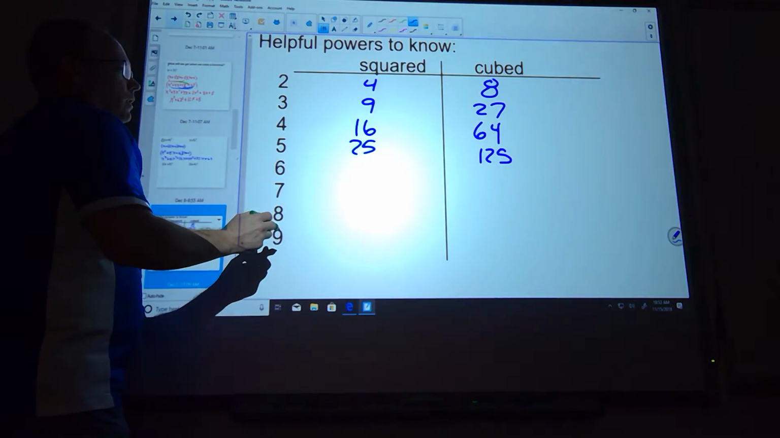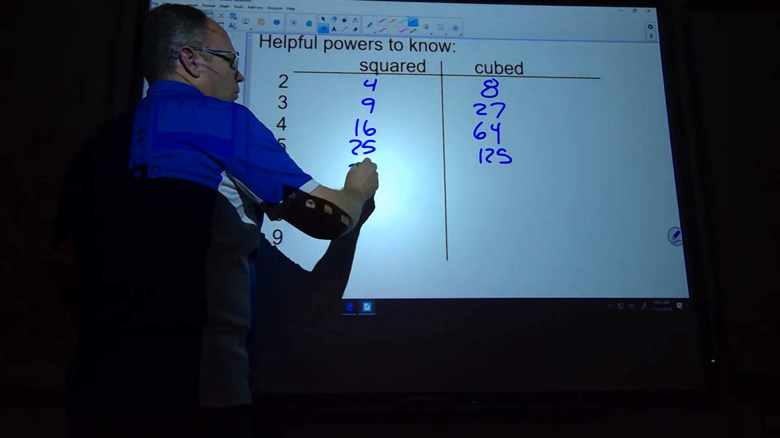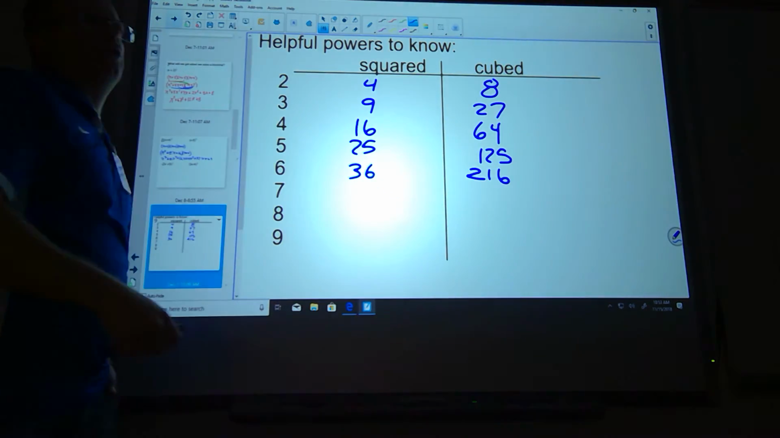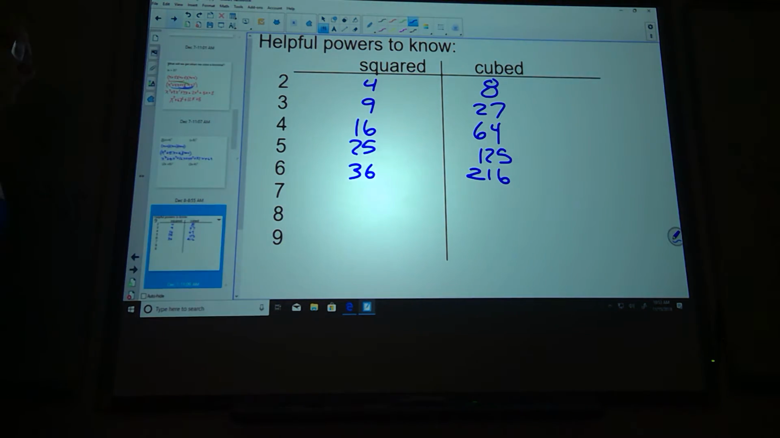Are we going to get to use calculators? You can use any calculator you want except for graphing.